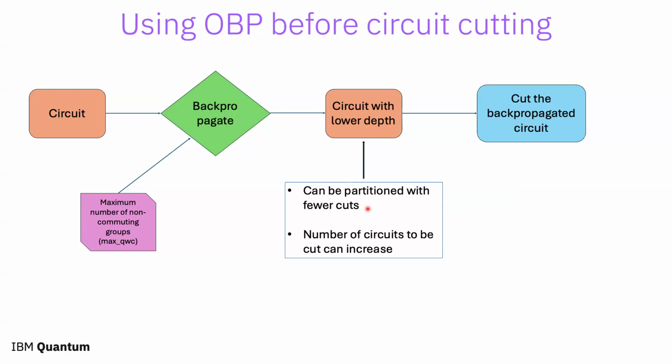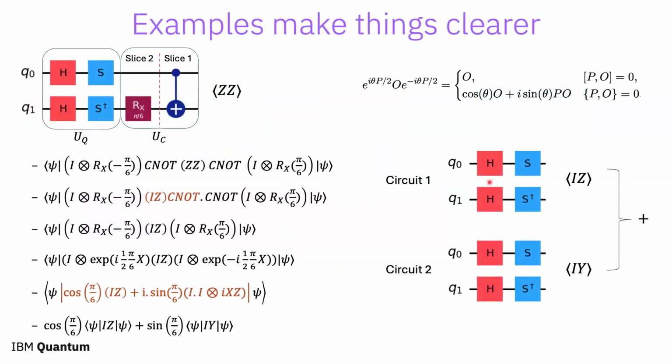Yes, if you can backpropagate up to that part, it can be partitioned with fewer cuts. But the number of circuits that you need to cut can now increase. Say here, these are single qubit gates, but anyway, let's assume that you want to cut these circuits. Now you need to cut 1 and 2. So now you need to cut 2 circuits instead of a single qubit.